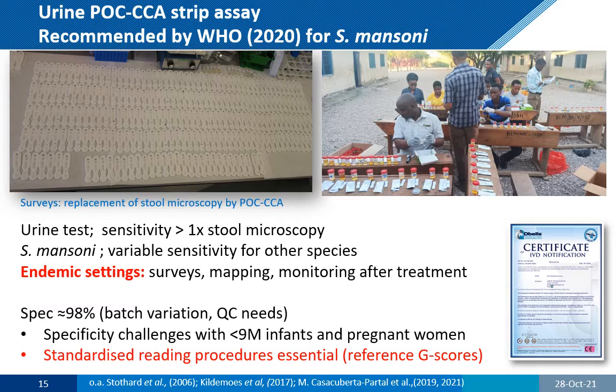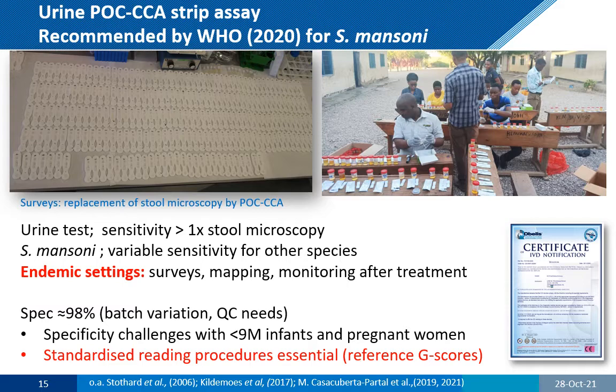Also, it's important to mention that batch-to-batch variations have been noticed by us and by others, and this is probably due to the fact the manufacturer introduced some adaptations in the test format, in particular by leaving out the neutralizing buffer. In one of our most recent studies, we showed that there is in particular a specificity challenge when using urine samples of babies less than 9 months old and pregnant women, which seem to be solved by reintroducing this buffer step.